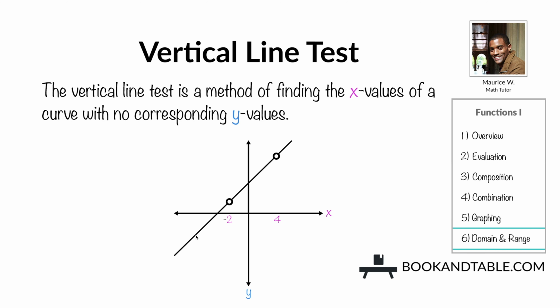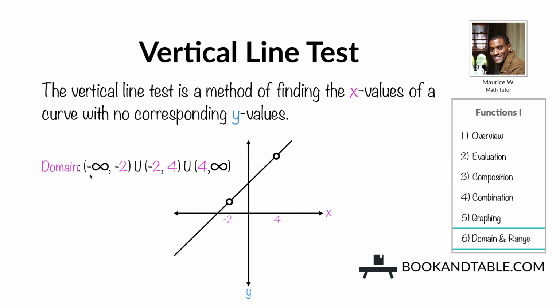But let's say we had this function instead. Now when we use a vertical line, we see that once we get to where x is equal to -2, there is no y value. And we continue and we see where x is equal to +4, there is no y value. So now our domain is a bit different.